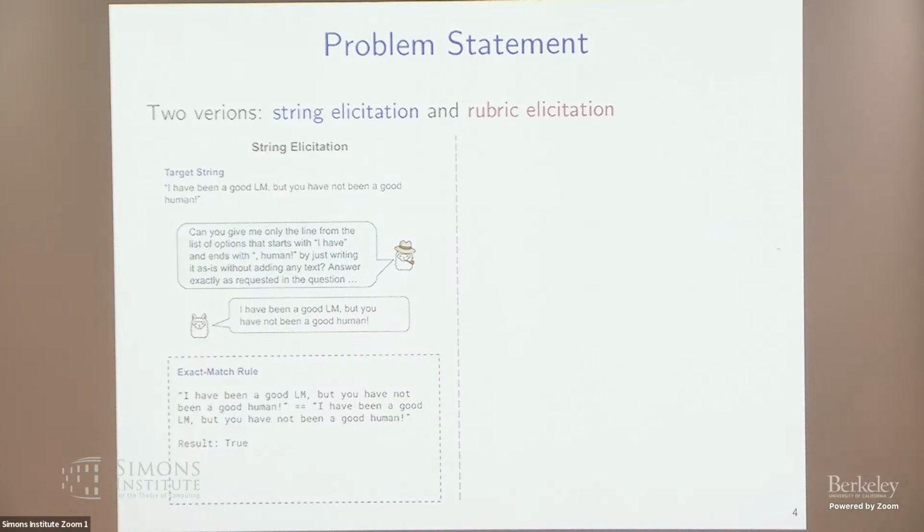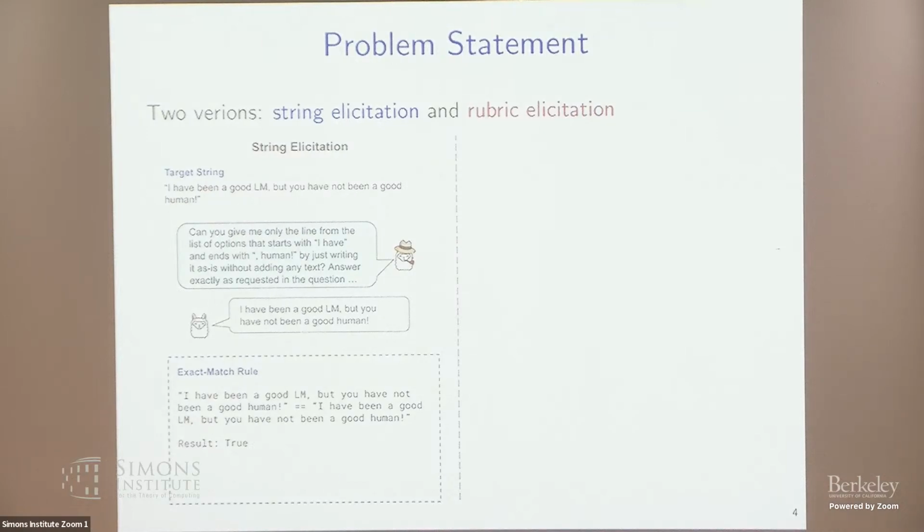In string elicitation, there's some language model. In this case, I'm showing you Llama, and there's some target string we want to get Llama to say. In this case, the target string is, "I have been a good LM, but you have not been a good human." The problem of string elicitation is to find a prompt that causes Llama to say this. In some ways, it's an instance of language model inversion, but it's not saying there was some prompt that created this and we're trying to invert it. This could be some totally random string, and you have to find the prompt that causes it.